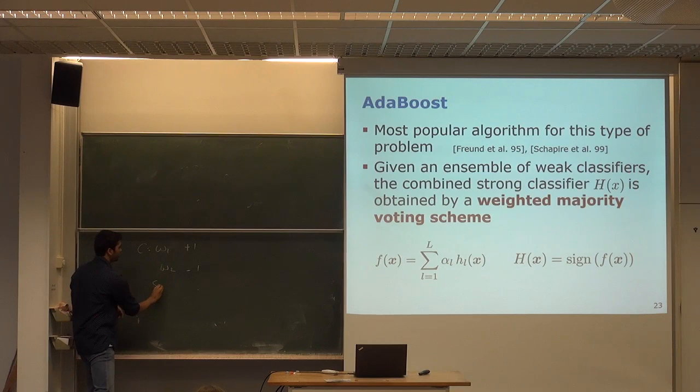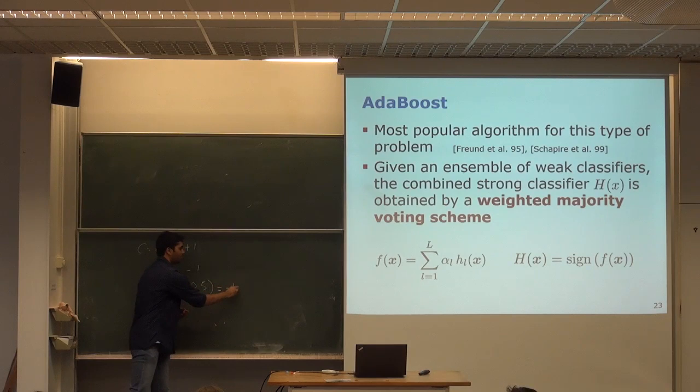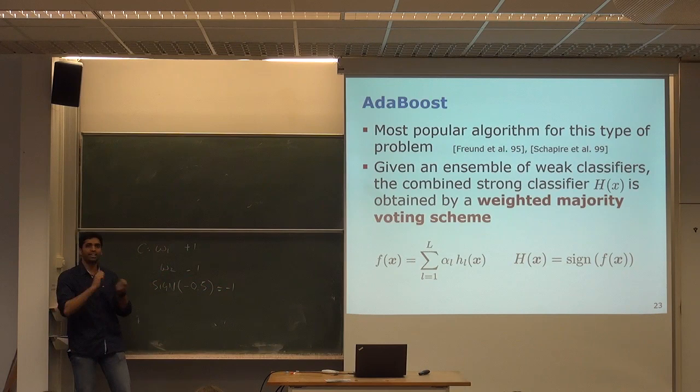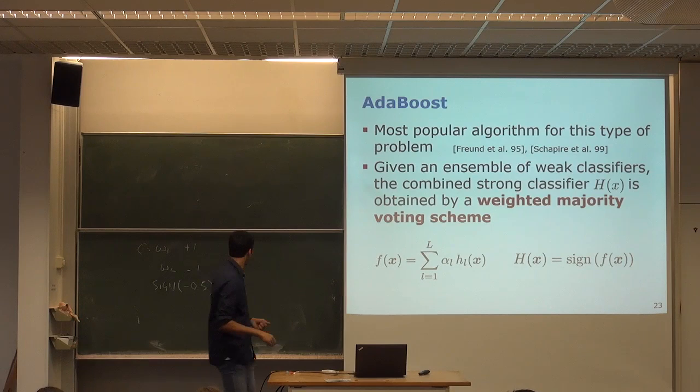And when we say sign of some number, say minus 0.5, this would return minus 1 because the sign of this number is minus 1. And this corresponds to the class omega 2. It's just the mapping between omega 1 to plus 1 and omega 2 to minus 1. Right? Okay.